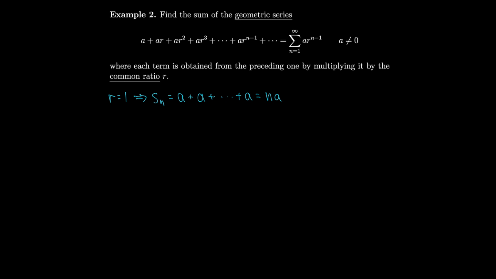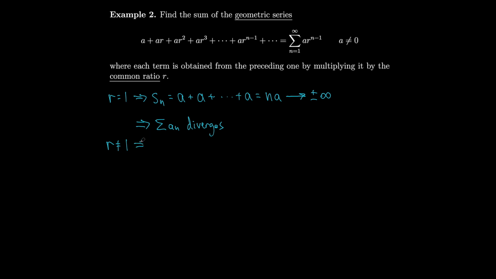And if n is going to infinity, then this is either going to plus infinity if a is positive, or minus infinity if a is negative. So since the partial sum sequence diverges, that means that our series diverges. So we can't add up the geometric series for r equals 1. How about r equals something else? How about r is not equal to 1?